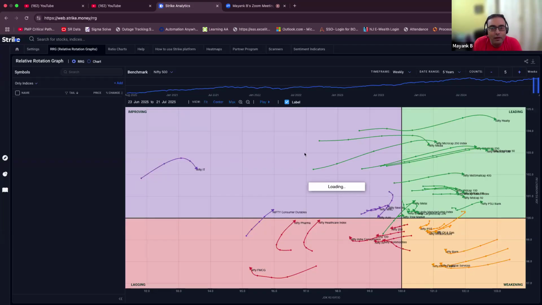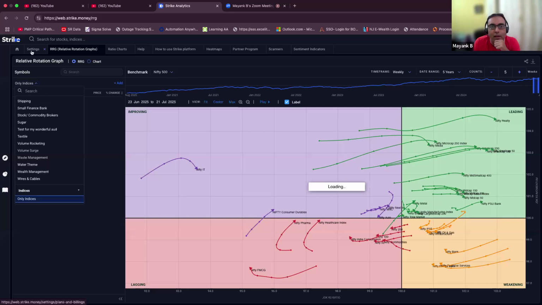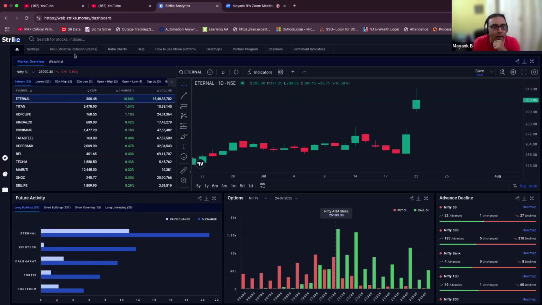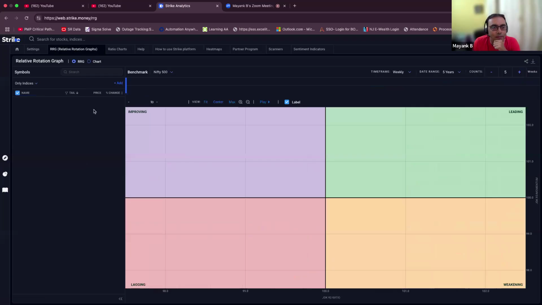So if anyone who's interested to access RRG chart can definitely look at the strike platform. And then we'll deep dive into our RRG chart status. So let me just go to the indices and I'm on the RRG chart at the moment. So you can see my screen, and let's go to RRG chart.